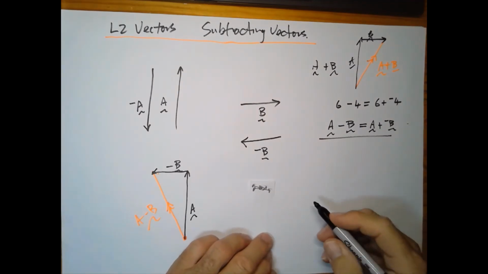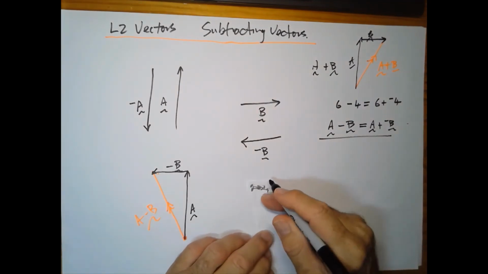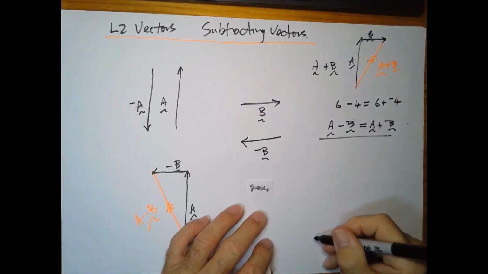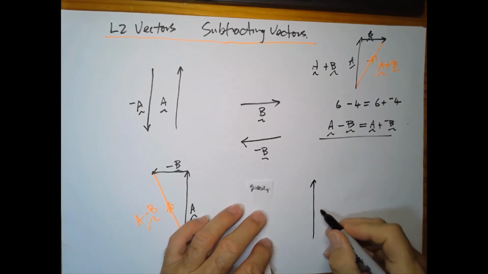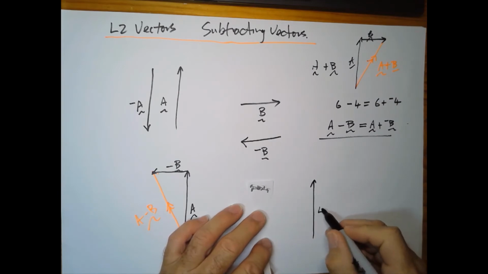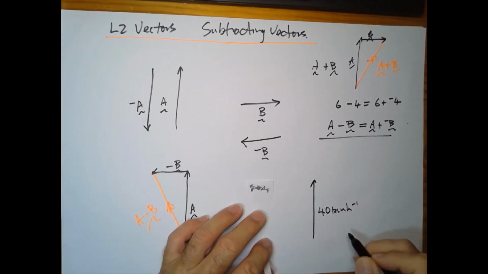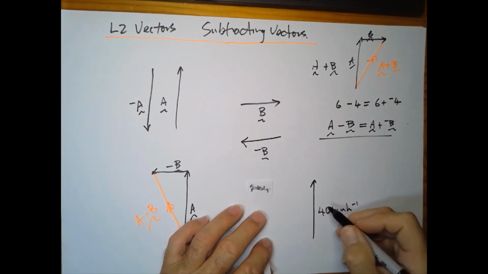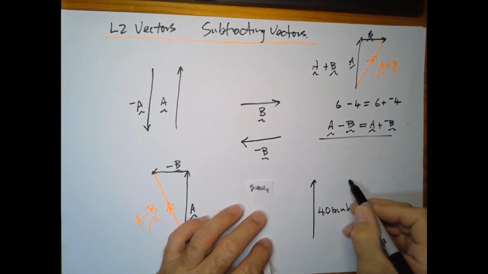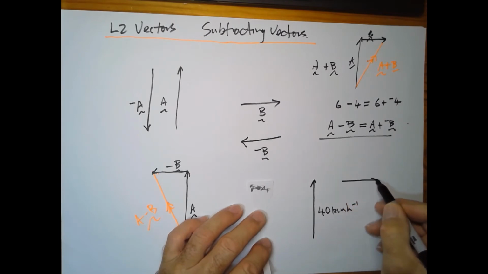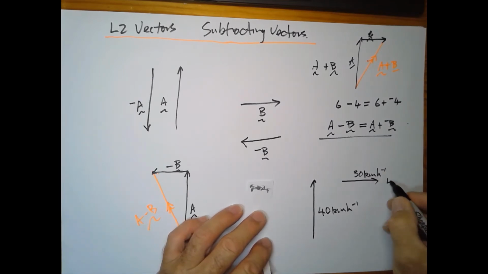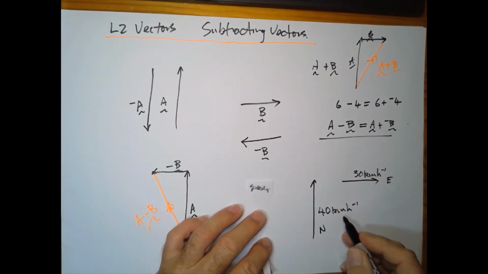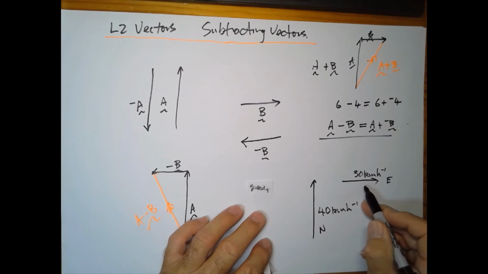Let's think of an example again, well, it's actually my drone. My drone is flying north at 40 kilometers per hour, and I want to subtract from it 30 kilometers per hour heading towards the east. So our drone is flying north at 40 kilometers per hour, and I want to subtract from it this vector here, 30 kilometers per hour.